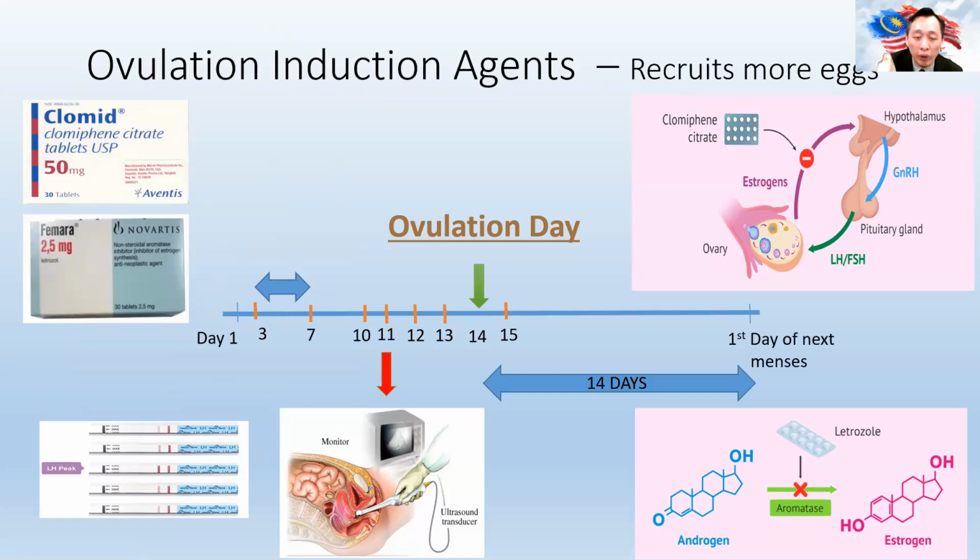If you see a growing follicle, then you can ask them to time the coitus, or you can give HCG, Pregnyl, and also Humegon or HCG to induce the ovulation.